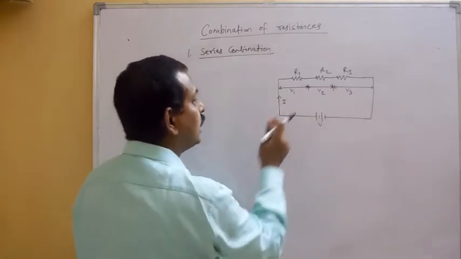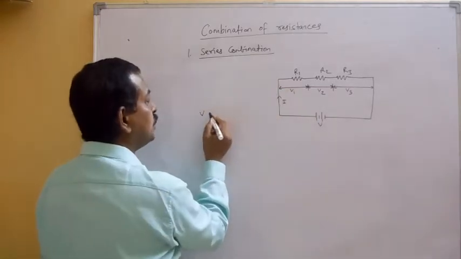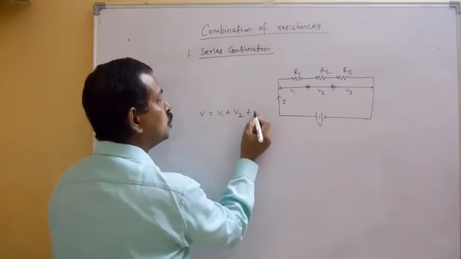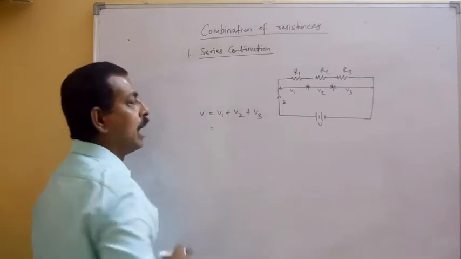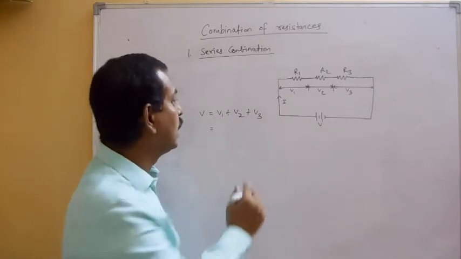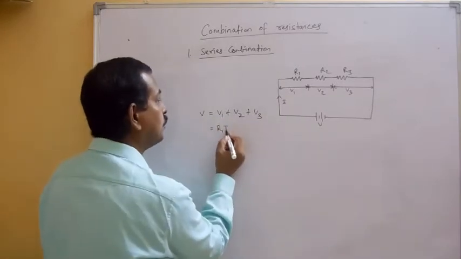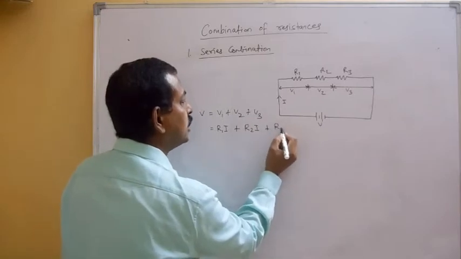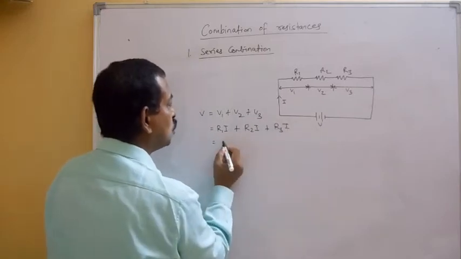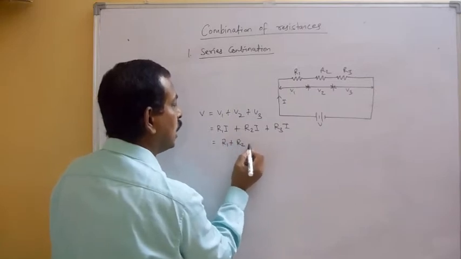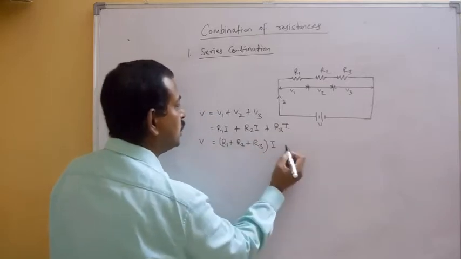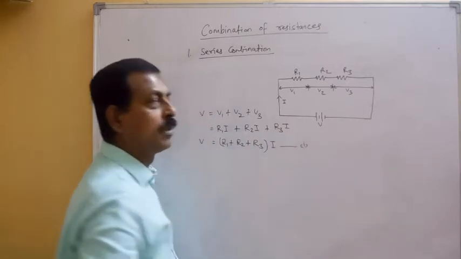So here we can write, V, which is the total potential difference, will be V1 plus V2 plus V3. And V1 can be written as R1I, V2 as R2I, and V3 as R3I. So we can write (R1 plus R2 plus R3) I. This is V. Let's call this equation number 1.